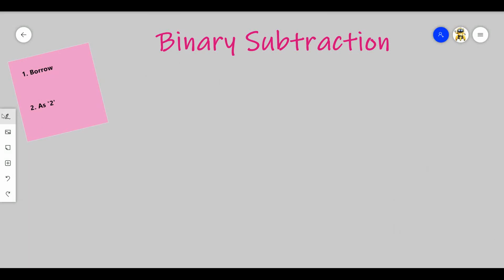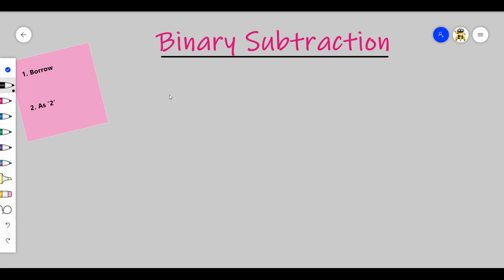So in today's lesson, we'll be talking about binary subtraction. While talking about binary subtraction, you need to know two things. One is borrow and the other is borrowing as 2. Remember this: whenever you borrow something, you'll be borrowing as 2.